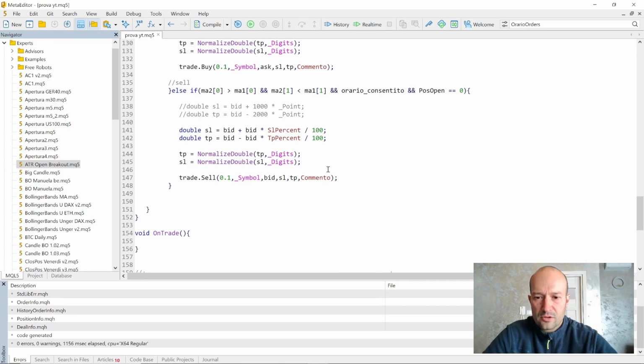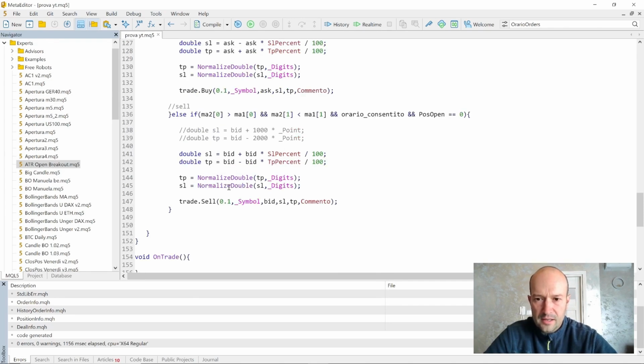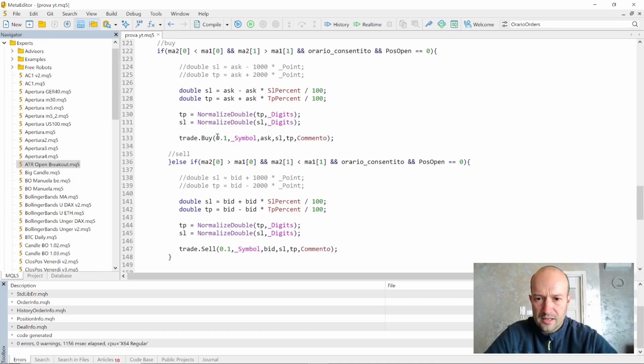The next thing we can do to use this program is, instead of using this lot size of 0.1 that we set just to make it run and test if it worked, we can enter here a lot size calculated based on our money management. So let's say we decide to risk 1% of our account capital, and with that, knowing the stop loss, we calculate what our lot size should be. Let's see how to do this as well.